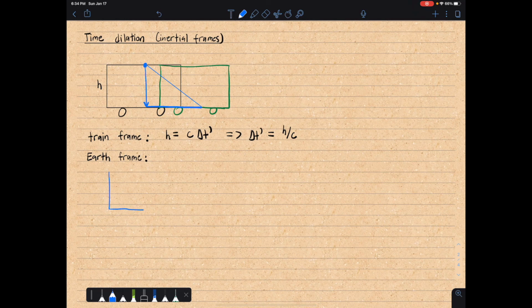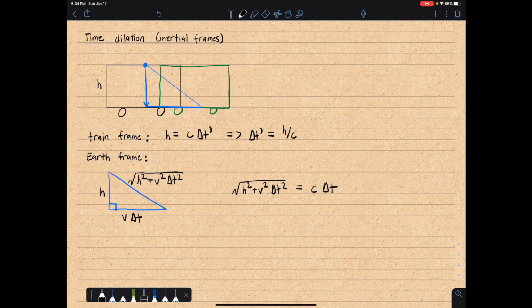So I'll redraw the right triangle from above here. And we know the height of this triangle is h, and the length of the base is v times delta t. So using the Pythagorean theorem, the hypotenuse here is the square root of h squared plus v squared times delta t squared. So next we can say that the square root of h squared plus v squared delta t squared is equal to c times delta t. And delta t here is the time that it takes the light in the Earth frame.